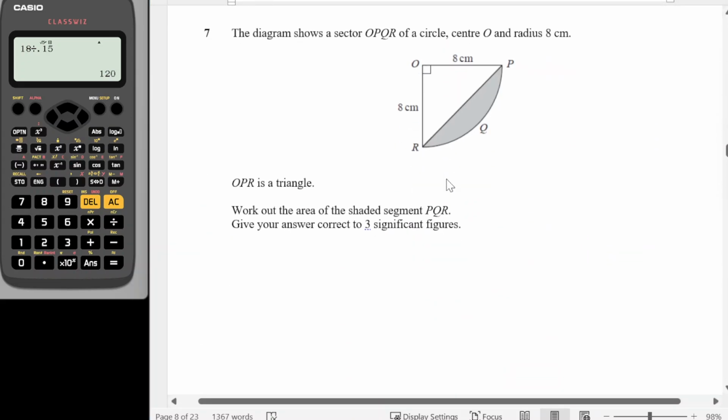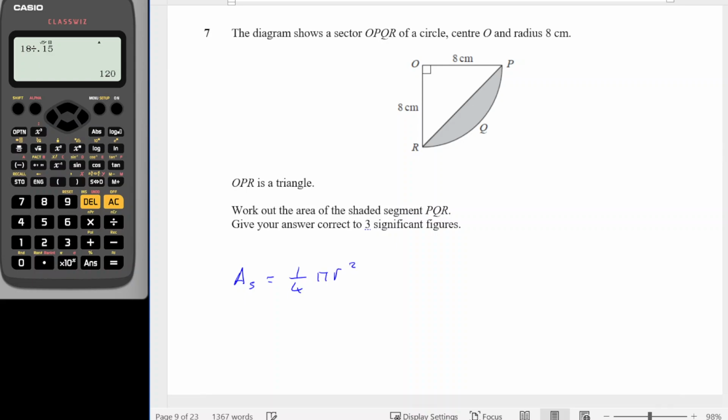Okay, question 7. This diagram shows a sector OPQR of a circle with center O and radius 8. OPR is a triangle. Work out the area of the shaded segment PQR. So if we look at the area of the sector first of all, that's a quarter of a circle, so it's a quarter of pi r squared, which in this case, if r is 8, 8 squared is 64, divided by 4 is 16, so that would be 16 pi when we tidy it up.